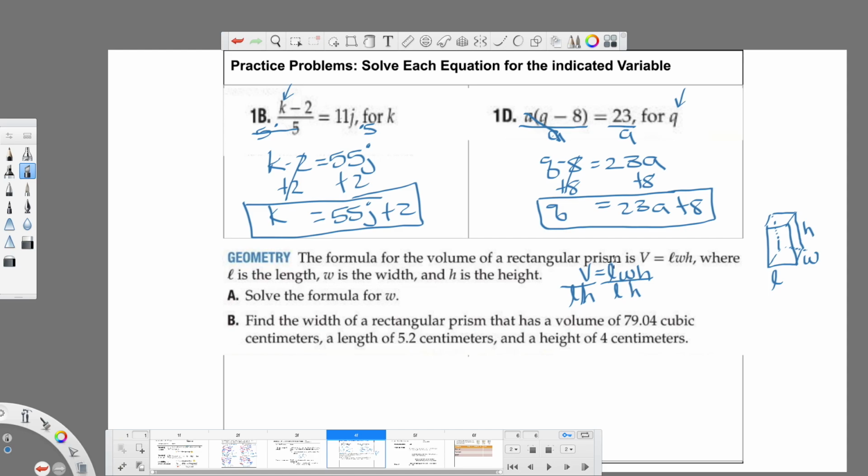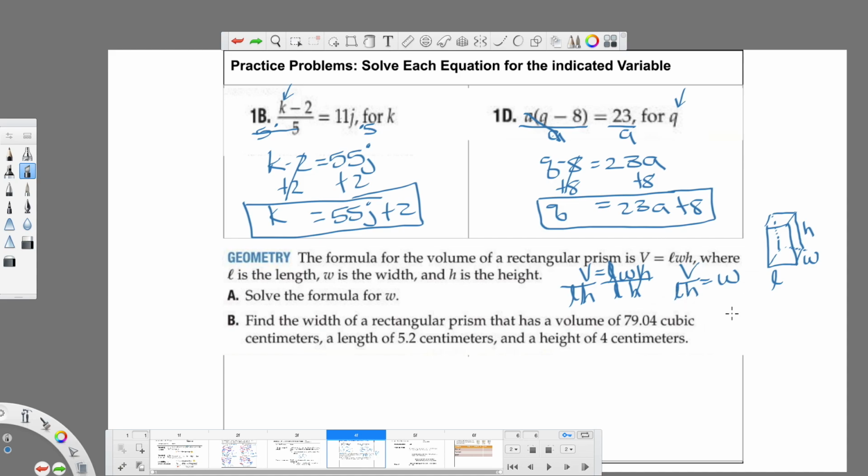They both cancel out, and I'm left with V divided by length times height equals our width. So it's not a terribly hard one to manipulate around, and it doesn't matter that it has equals W. W equals would be the same idea. It doesn't matter which side the equals is on. It's still exactly the same idea.